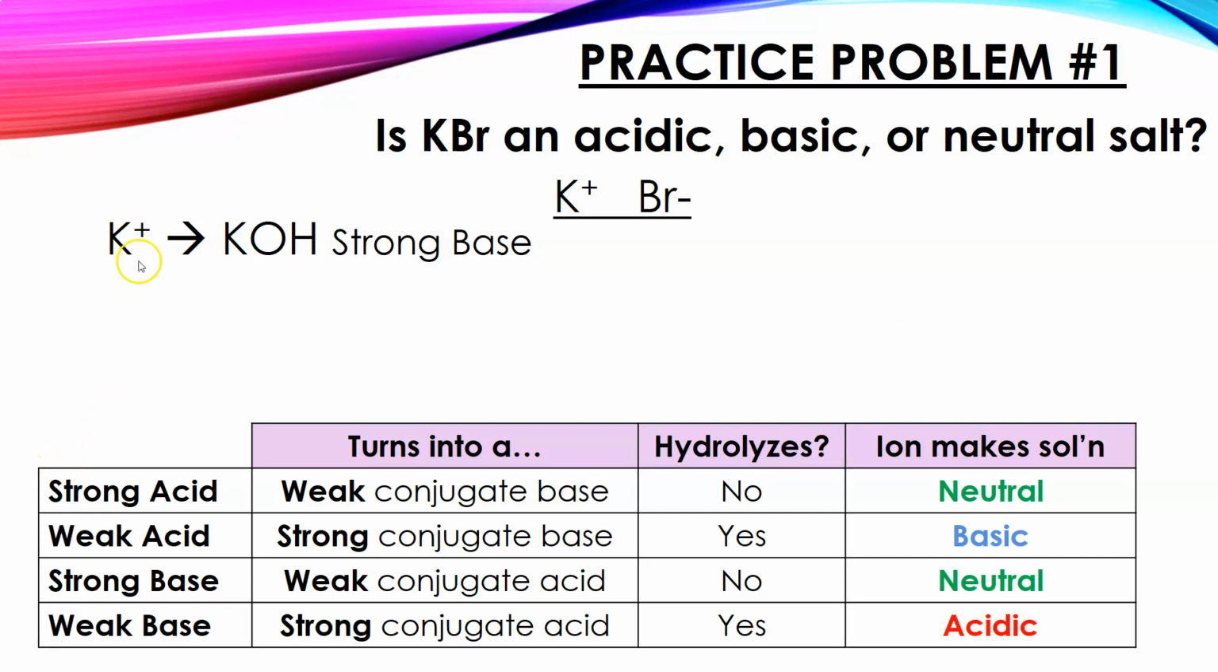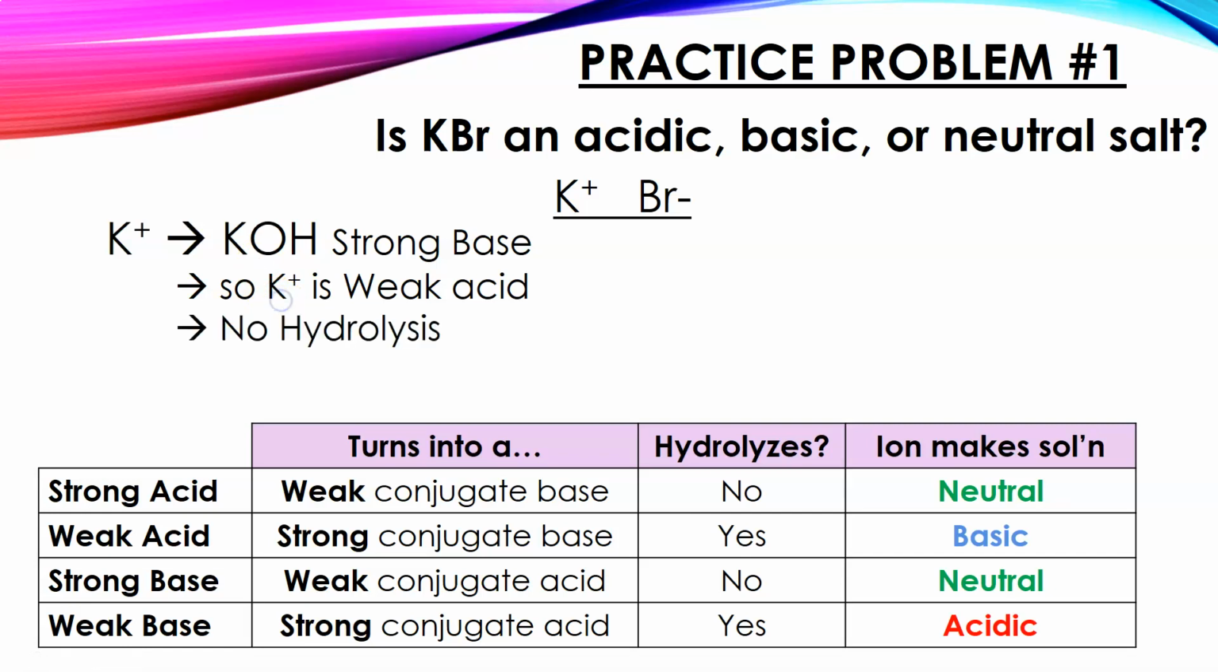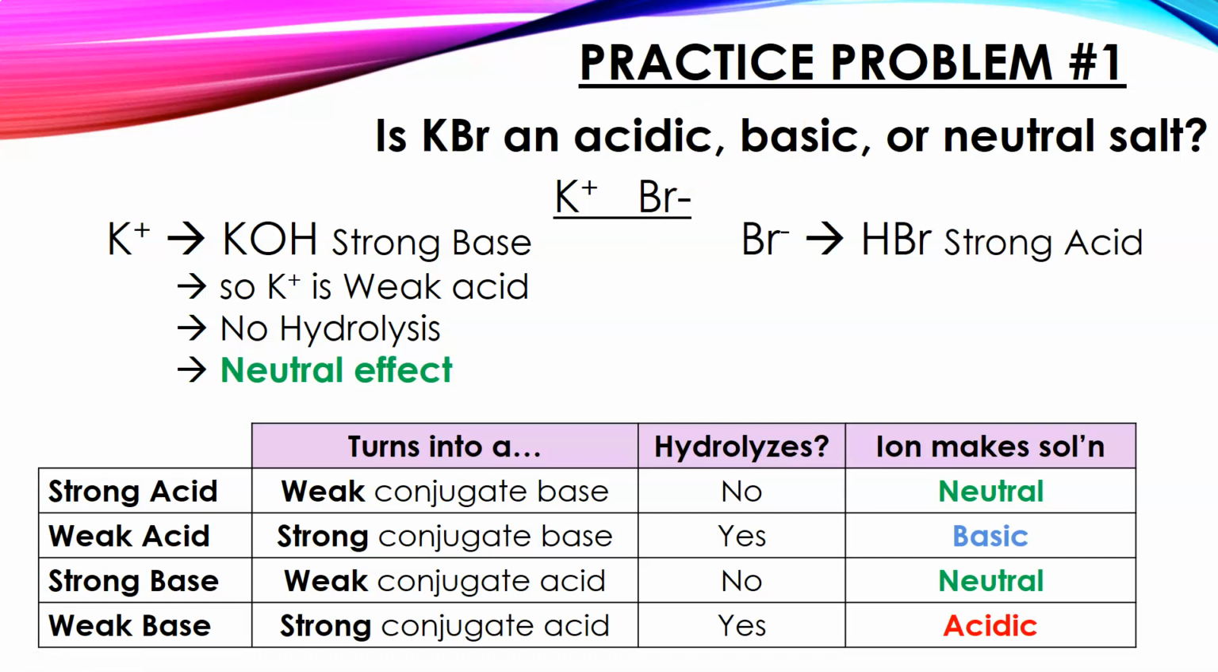So if potassium came from a strong base, the resulting ion, the potassium itself, will be a weak acid. It's not going to want to go backwards to KOH. It's going to want to stay like this. It does not want to react with water. It wants to be left alone. No hydrolysis. So the potassium is going to have a neutral effect on the water. Bromide, well, there's a strong acid that has it, right?